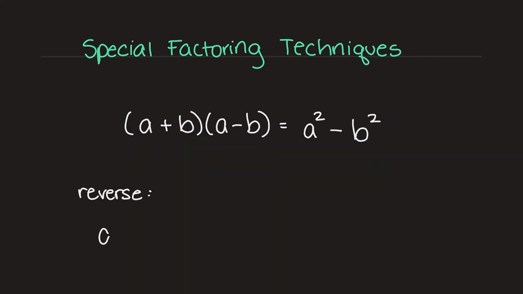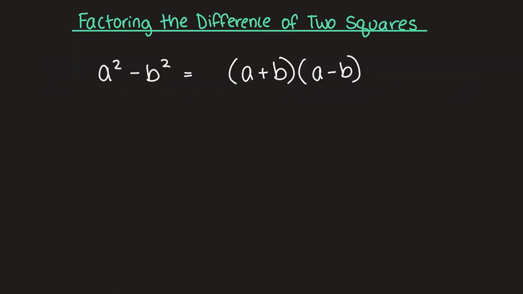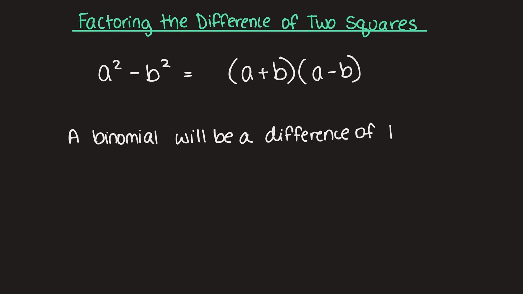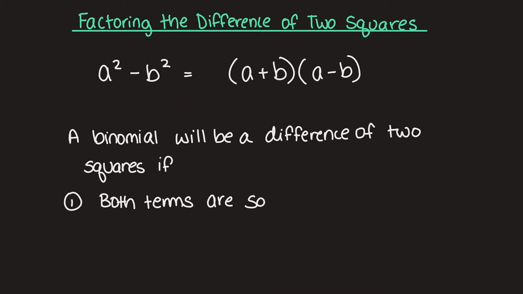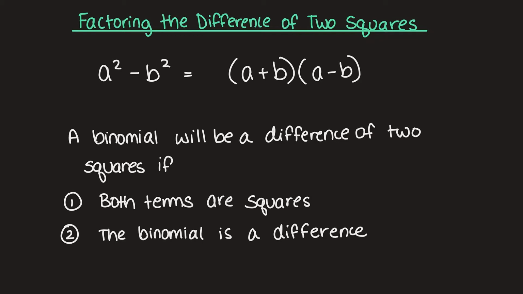Reversing this equation gives us a factoring pattern, which we use to factor the difference of two squares. So a squared minus b squared equals (a + b)(a - b). And to use this equation, we must first be able to recognize when a binomial with two terms is a difference of two squares. A binomial will be a difference of two squares if both terms are squares and if the binomial is a difference.